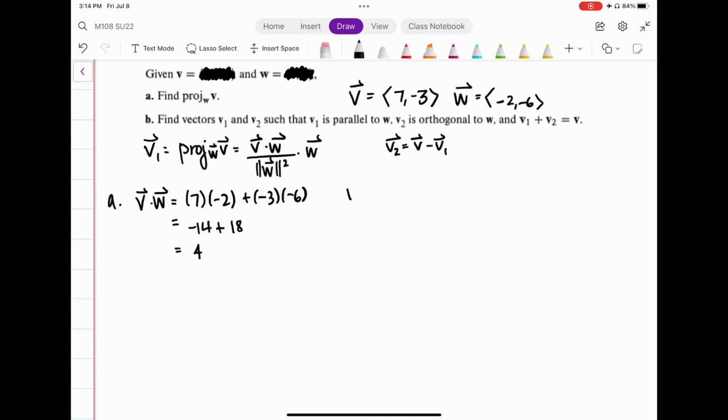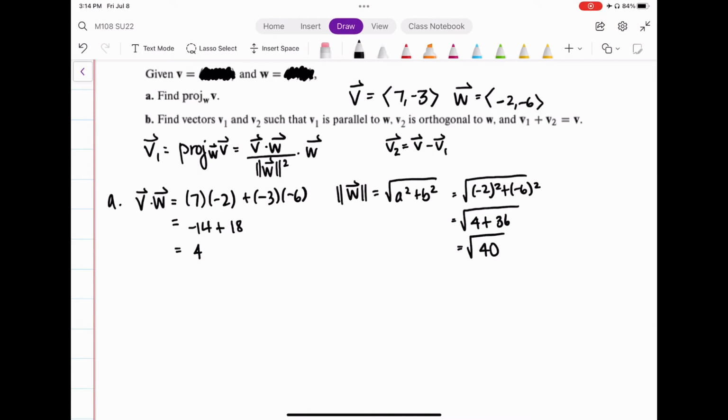Now we calculate the magnitude of vector w, which is found by taking the square root of a squared plus b squared. That's equal to the square root of -2 squared plus -6 squared, which is equal to the square root of 4 plus 36, which is equal to the square root of 40.